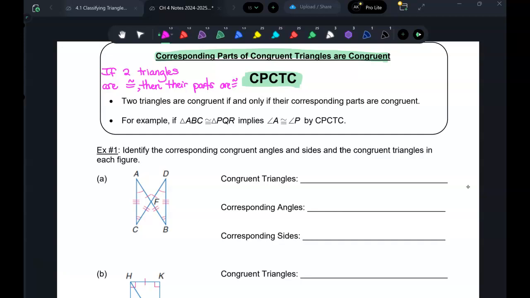All you need to know is this: triangle ABC is congruent to triangle PQR. If I know that, then I know for sure angle A and angle P have to be congruent.